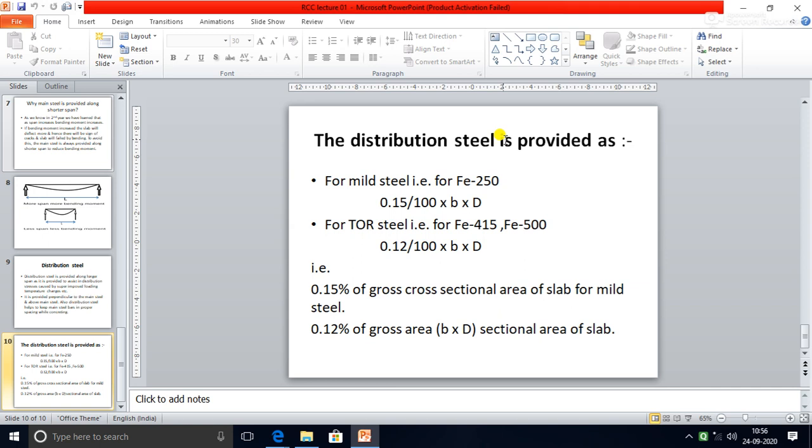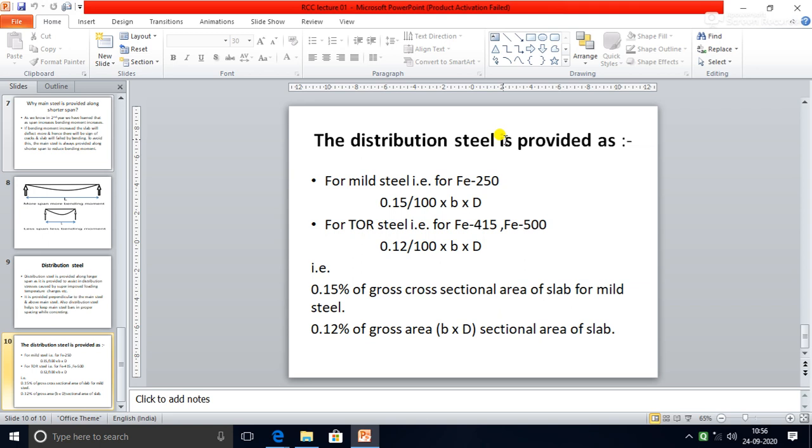Then width, always we are going to design a slab for 1 meter length. That is, width is always taken as 1 meter, and depth we are going to assume. For Fe415 steel, the main steel is provided as 0.12% of gross area. That is 0.12 divided by 100 into B into capital D. D is the overall depth, B is the width of the slab. It is generally taken as 1 meter.